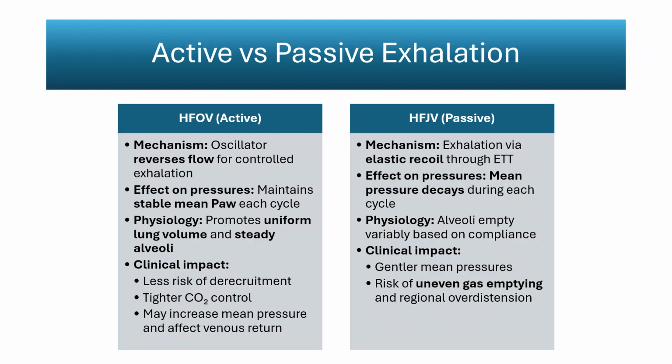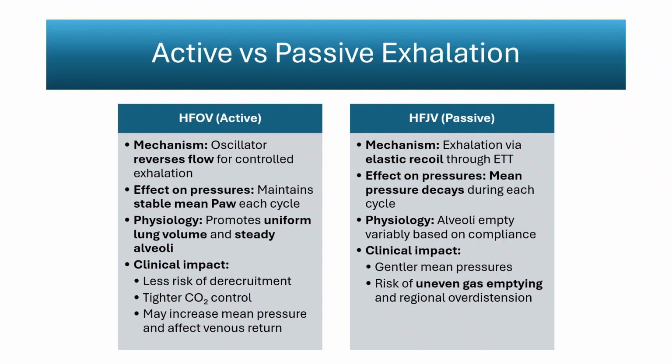If the jet rate is too fast or the expiratory time too short, residual gas accumulates, leading to air trapping and potential hyperinflation. Conversely, sufficient recoil time allows complete exhalation and keeps mean pressure low, which benefits infants with air leak or poor venous return. Understanding these differences guides how each mode is applied.